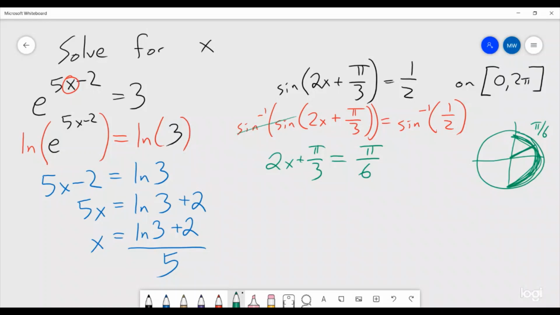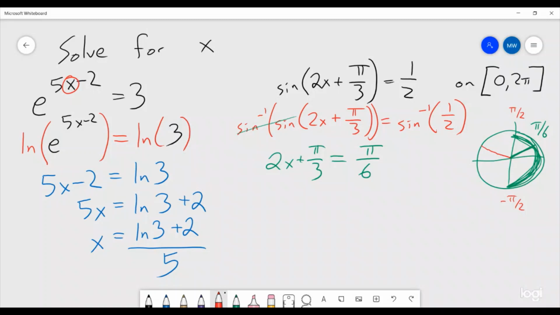Now, that's only one of the solutions. There's also a different angle out here that would also have gotten us that same y value. However, inverse sine only gives us the one from negative pi halves to positive pi halves. We have to then use that to work with to figure out the rest of the angles.